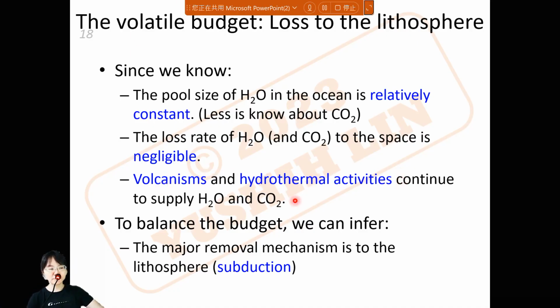So we have supply, we have negligible loss, but we have constant stock. Recall the residence time approach. In order to balance the budget, there must be other laws that we have not considered so far. So the scientists infer that the major removal mechanism of water and CO2 from the surface Earth is to the lithosphere by subduction. We will talk more about this in our lecture regarding hydrothermal system.